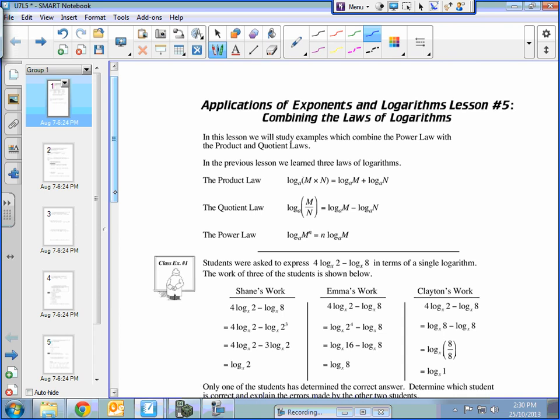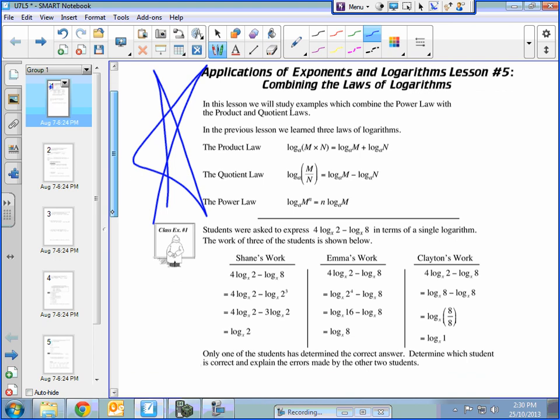Okie dokie. Lesson 5. Moving on. Star this. Know this. This is what you're going to be tested on. These are just rules you're going to have to know. Highlight, or whatever mnemonic you want to use to study.